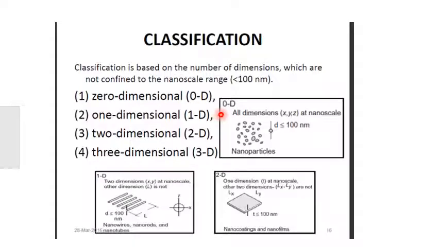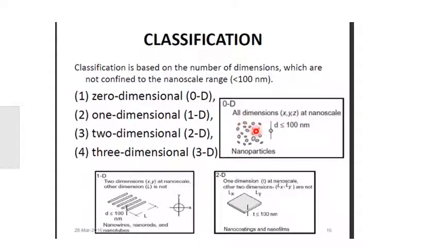A zero-dimensional nanomaterial example is nanoparticles. In nanoparticles, all dimensions are in the nanoscale, so no dimension is outside the nanoscale. This classification is based on the number of dimensions which are not confined to the nanoscale.